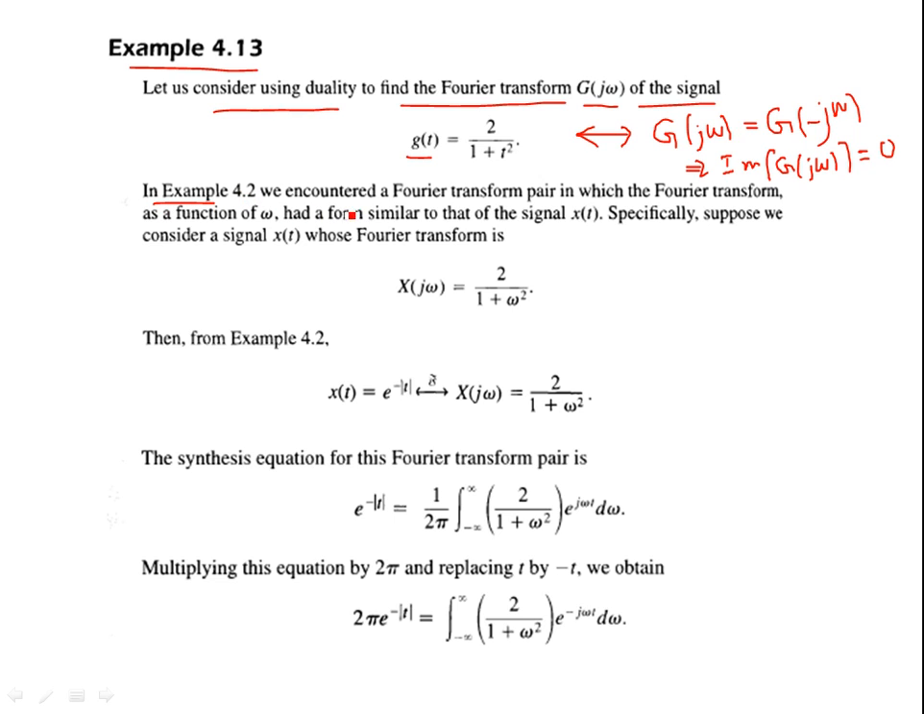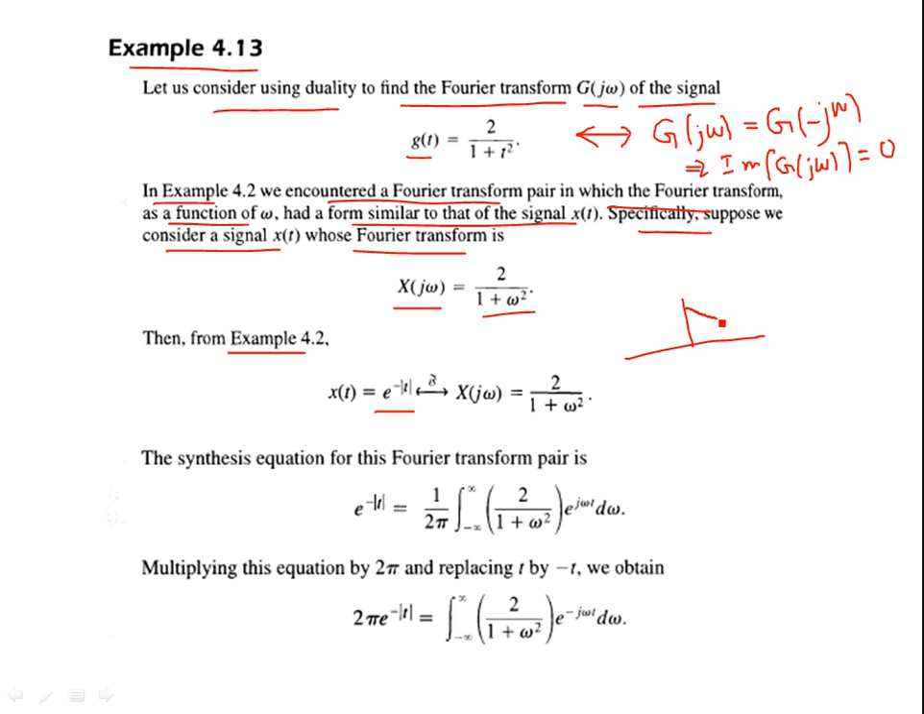In example 4.2, if you recall, we encountered a Fourier transform pair in which the Fourier transform as a function of omega had a form similar to that of x(t). Specifically, we consider the signal x(t) whose Fourier transform is this, and it is very similar to the function g(t), just that the variables are interchanged. From example 4.2, you also recall that this has a Fourier pair with e to the minus magnitude of t.